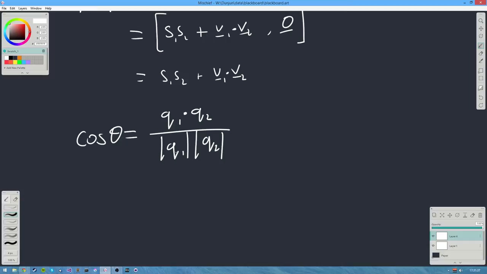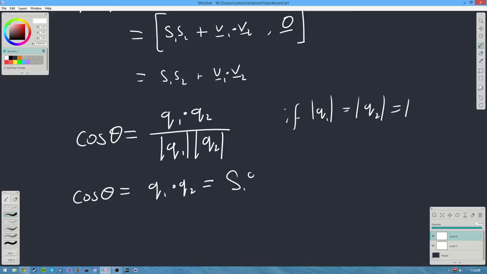Again, if Q1 equals Q2, which equals 1, if they're unit normalized or unit magnitude quaternions, not unit quaternions, confusing notation here, but unit magnitude quaternions, then this can be written as that, which is actually what we've just figured out above there. Oops, that's a big S.